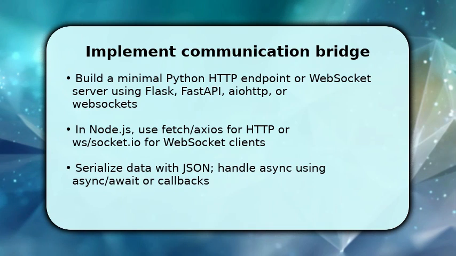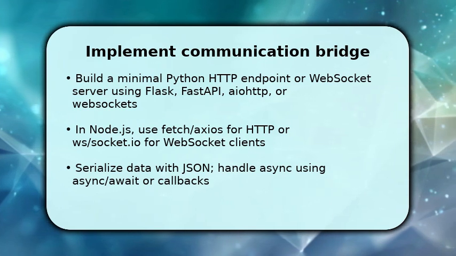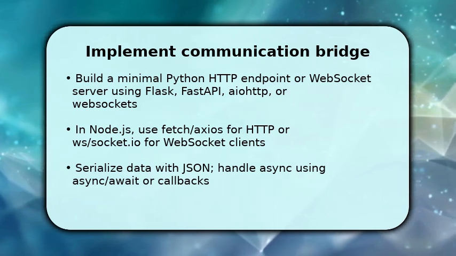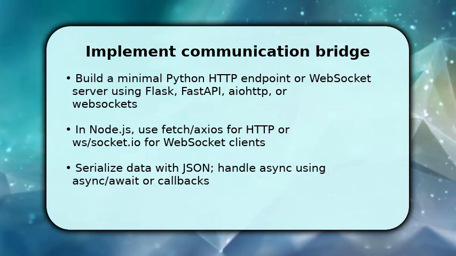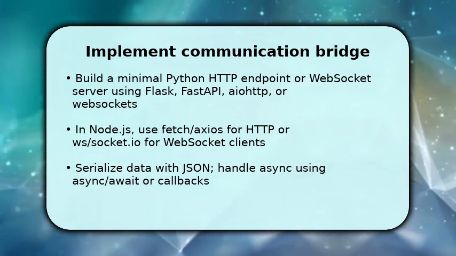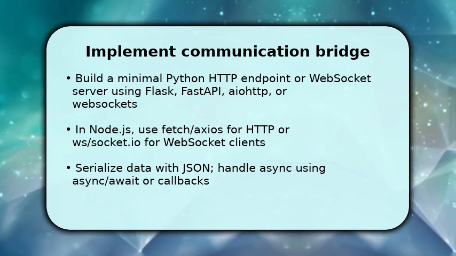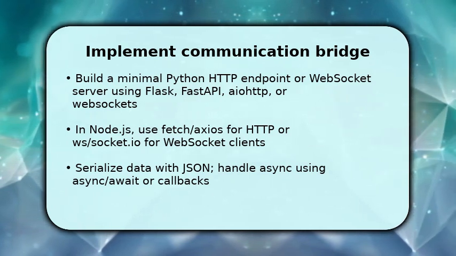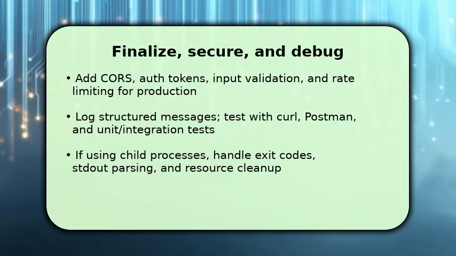Next, implement the bridge. In Python, create a small endpoint with FastAPI or Flask and return JSON. For WebSocket, use websockets or FastAPI with WebSocket support. Meanwhile, in Node.js, write a client using fetch or Axios for HTTP requests, or ws/Socket.IO for persistent sockets. Once connected, serialize payloads as JSON and design simple message types: request, response, error. Make sure to use async/await on both sides so event loops remain non-blocking, and to validate inputs to avoid runtime crashes.